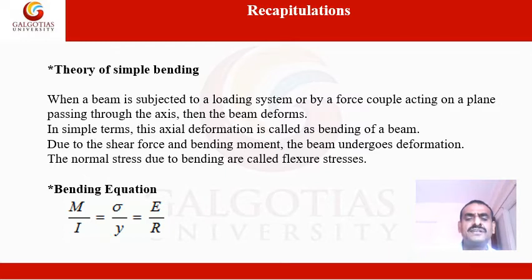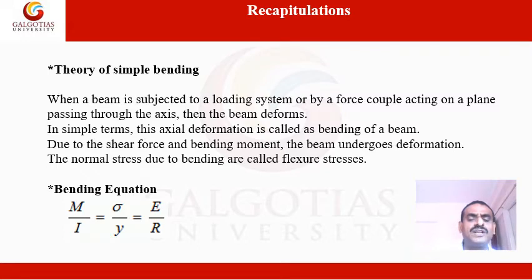Based on that simple bending theory, the equation derived is called the bending equation, which is M by I equal to sigma divided by y, equal to E divided by R. In the bending equation, M is the bending moment. We know that a bending moment is nothing but force into perpendicular distance. The unit for bending moment is Newton meter.